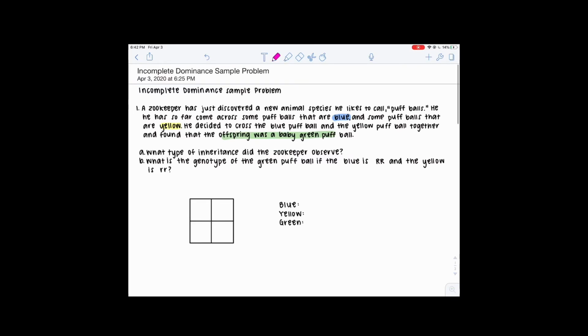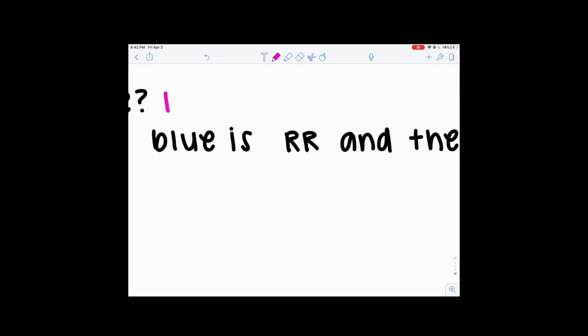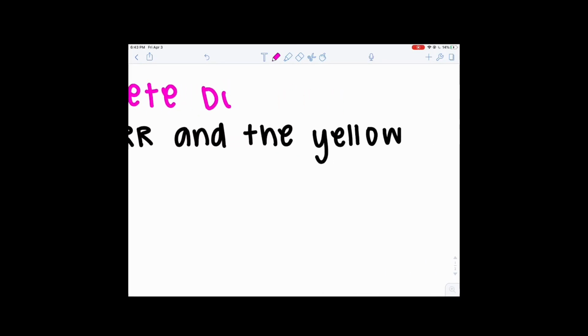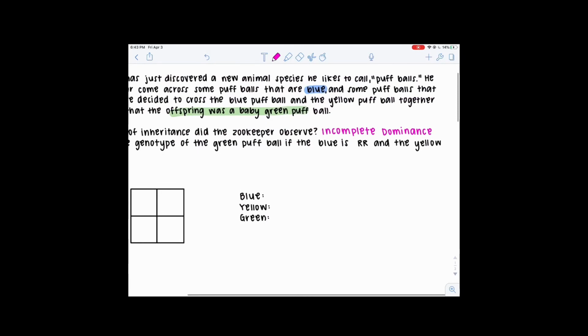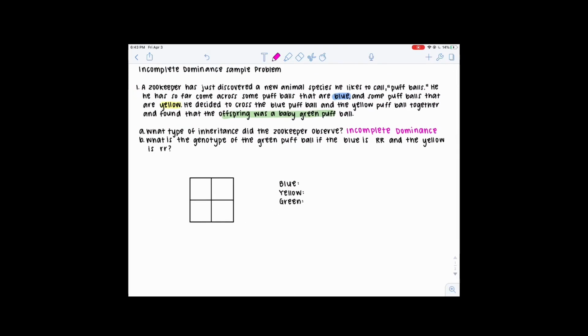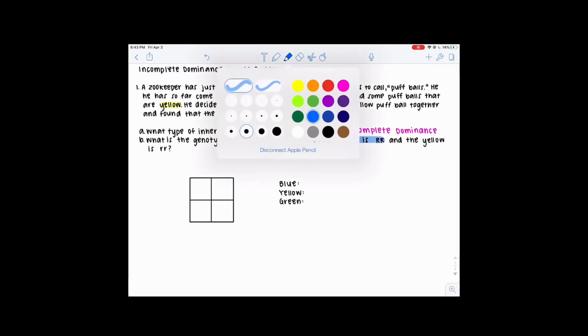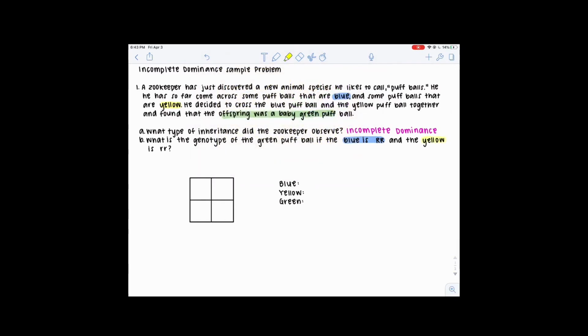So we know that this indicates incomplete dominance, because if the blue and yellow puffballs mix and create 100% green puffballs, this means that it is a completely new colored baby, and it is not a blend of the 2 colors, it is a new color all in all. So it's incomplete dominance and not codominance. What is the genotype of the green puffball if the blue is capital R, and the yellow is lowercase r?